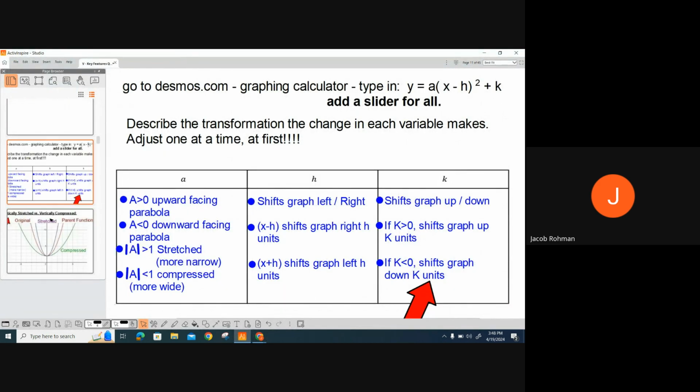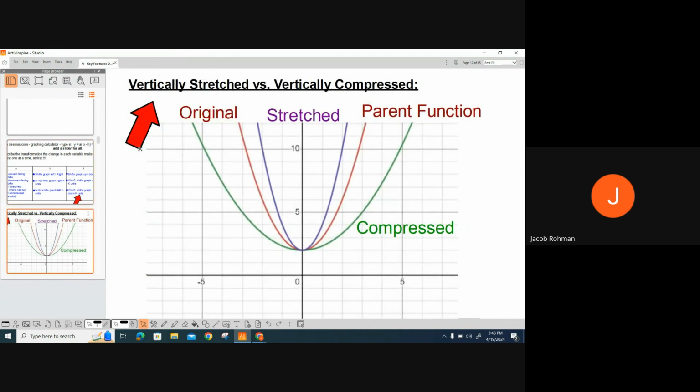Okay, so let's look at compressed versus stretched. Vertically stretched means the graph is getting more narrow. It's getting skinnier. So stretched here is in purple. The parent function is in red, so that's the original. And then if it's compressed, that's in green, or it's getting wider. Okay, so compressed means wider, stretched means skinnier or more narrow.